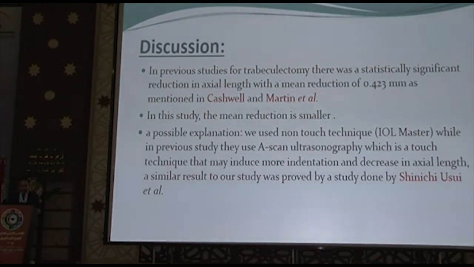We had previous studies for trabeculotomy showing a statistically significant reduction in the axial length, with a mean reduction of 0.423 millimeter, as mentioned in Cashwell and Martin et al. study. In this study, the mean reduction is smaller. A possible explanation is that we used the non-touch technique, the IOLMaster, while in the previous study they used A-scan ultrasonography, which is a touch technique that induces more indentation and decrement in the axial length. A result similar to our study was found in a study done by Shinji Yusoi et al.